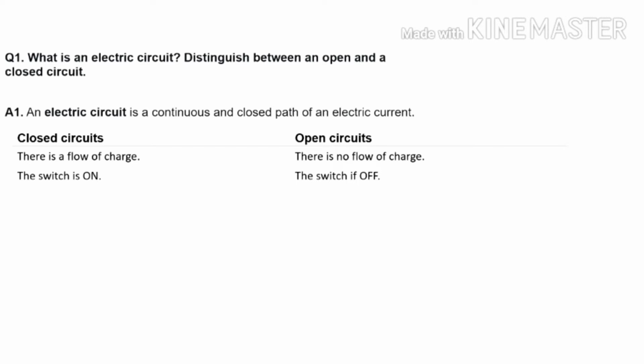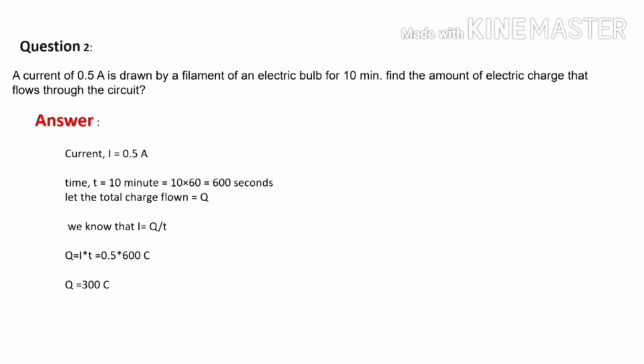Let's have a look. Start question number 1. What is an electric circuit? Difference between an open and a closed circuit. An electric circuit is a continuous and closed path of an electric current. Remember, closed path. If you cut the wire, that is an open circuit. Open circuit means there is no flow of charge. The main difference between closed circuit and open circuit: in a closed circuit charge is flowing, and in an open circuit there is no flow of charge.